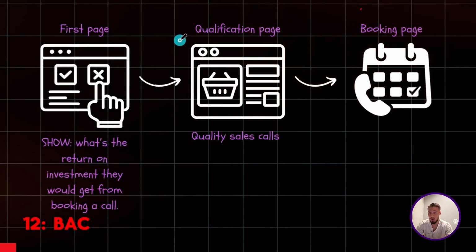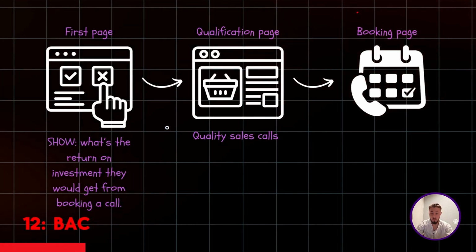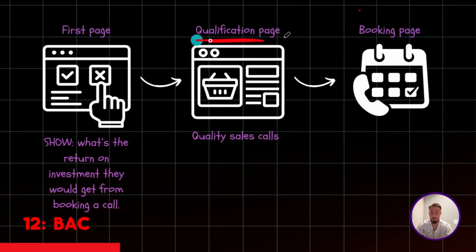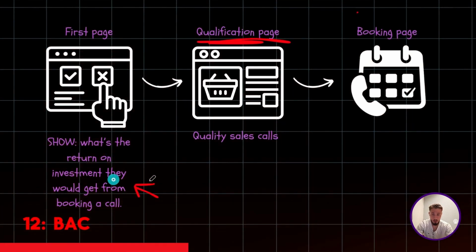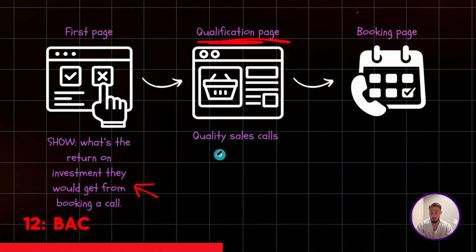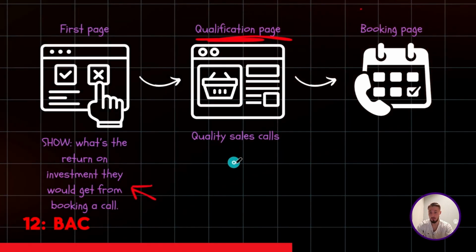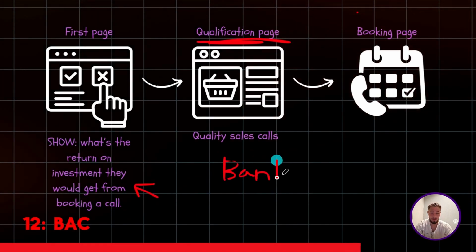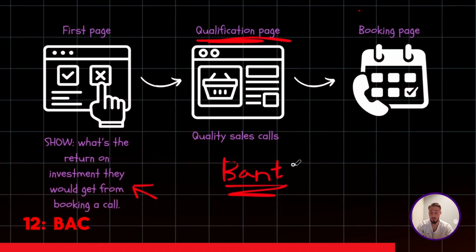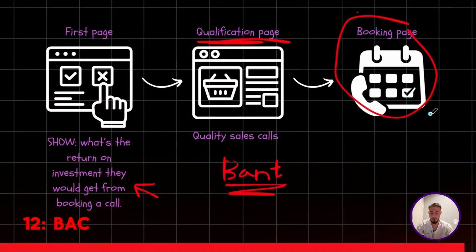Next is the book a call funnel, and this one is exactly what it sounds like. The goal is to get people to book a call. But what most people miss, which is very important, is to have this right here, the qualification page. So in the first page, you show them why they should book a call with you. Next, you have a qualification page where you ask them questions. So for example, how much revenue are they making? What's your biggest challenge? Are you in a position to invest in a solution? And you should follow the BANT framework. So it's budget, authority, need, and timeline. And then if they meet your criteria, you go ahead and they can book a call.